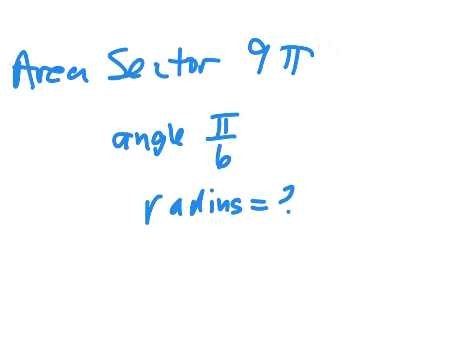The area of the sector was 9 pi. The angle was pi over 6. Two things that would be critical. One, draw yourself a circle. You know it looks like a sector. Label what you know. Number two, write out an equation that you know. You should know the equation for this.